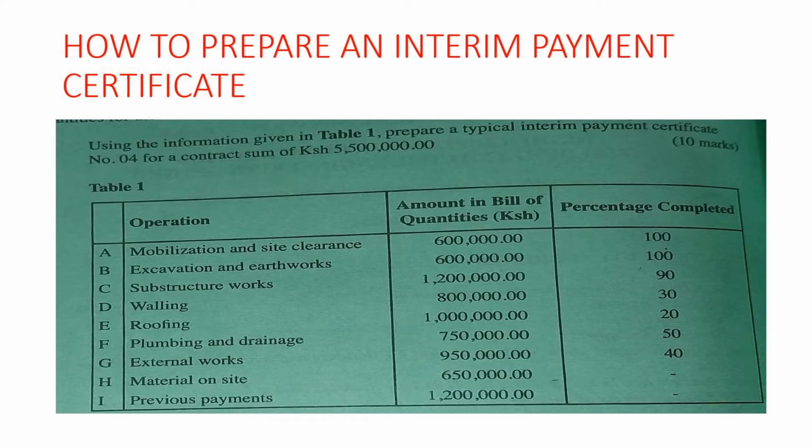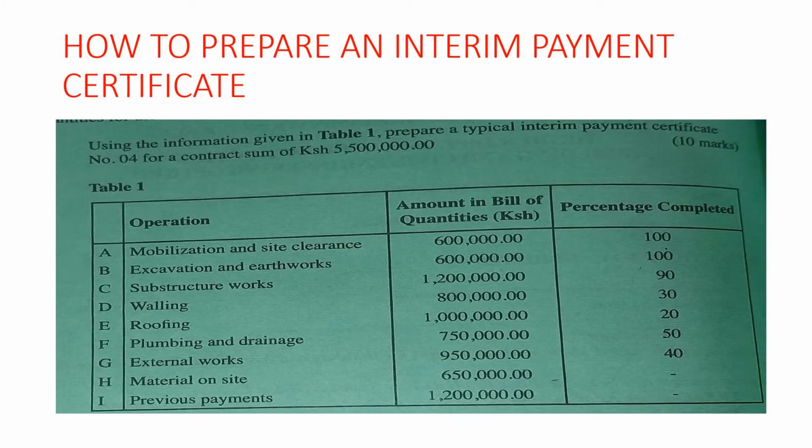We have walling, which is 800,000. The percentage completion is 30%. We have roofing, it is given 1 million Kenyan shillings and the percentage is 20. We have plumbing and drainage, which is allocated 750,000. The percentage completion is 50. We have external works, which is 950,000. The percentage completion is 40%.